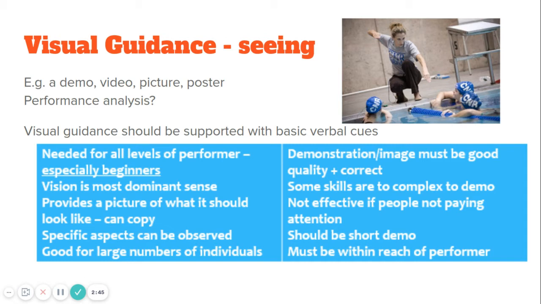So I'm going to run through each of them in a little bit more detail, following on from the definitions that we've already shared. So visual guidance is the seeing element. In PE lessons, we can do that quite easily with demonstrations. As we get to more of an elite level, we can use things like video or performance analysis. And in an amateur level, for instance, in gymnastics, we can use pictures of gymnastics movements or balances and then share them with the class.